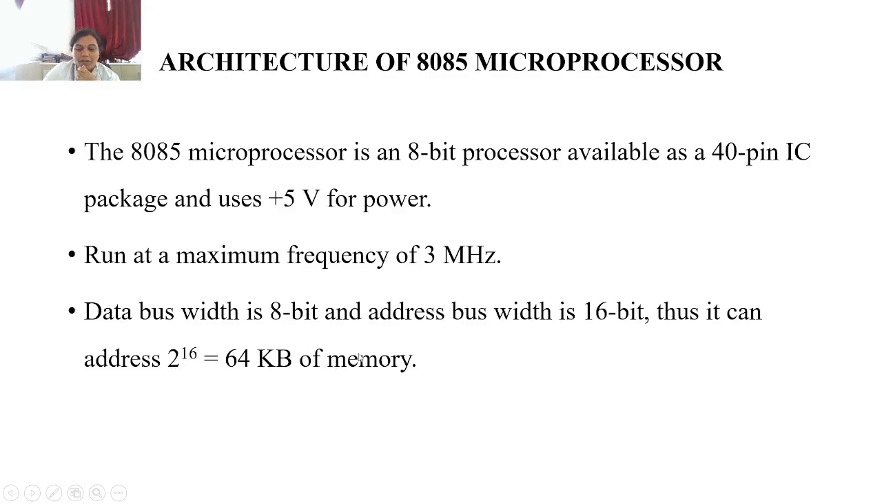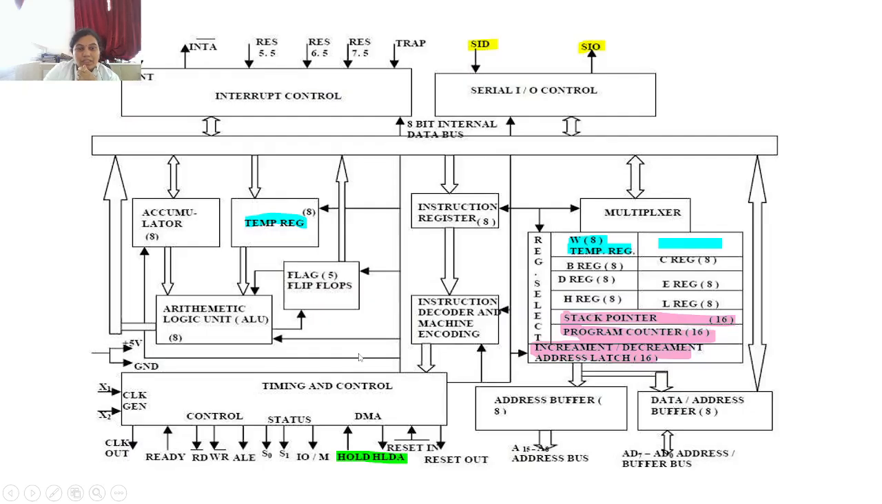KB of memory. This is the architecture diagram of 8085, which has first the serial IO, and then the serial IO control, the serial output data and the serial input data. We handle the data in a bit by bit manner. We are using the serial IO control.